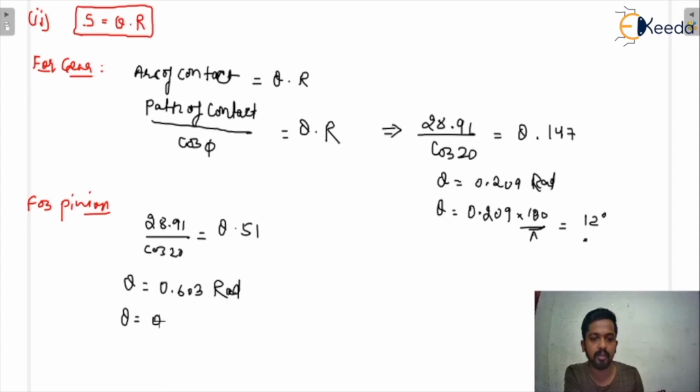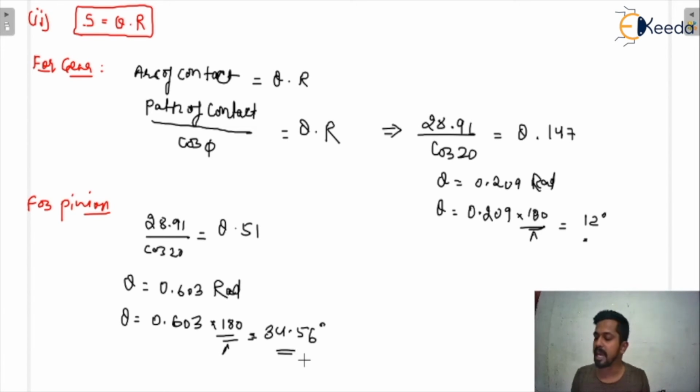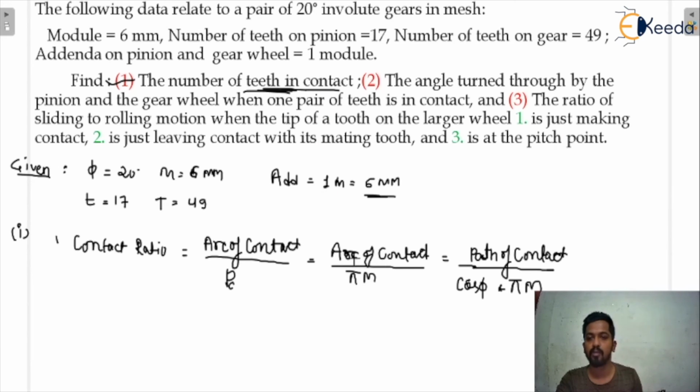You have to convert it into degrees. 0.603 multiplied by 180 upon pi. What value will you get? That is 34.56 degrees. That would be the angle turned by the pinion in one full engagement period. So the second part we have calculated.